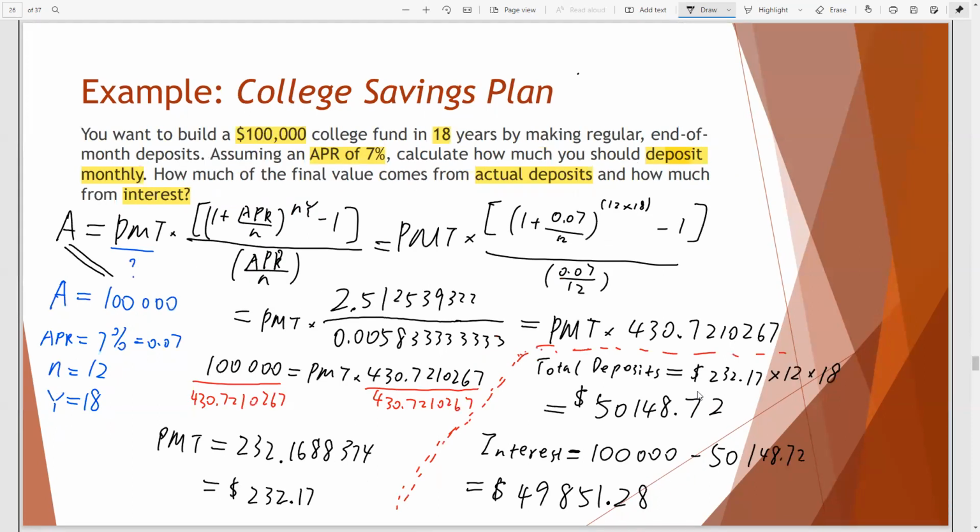Here, since it invests only 18 years, then about half and half, right? Interest and deposit. But that's still a huge amount, right? That's still a huge amount. Okay.